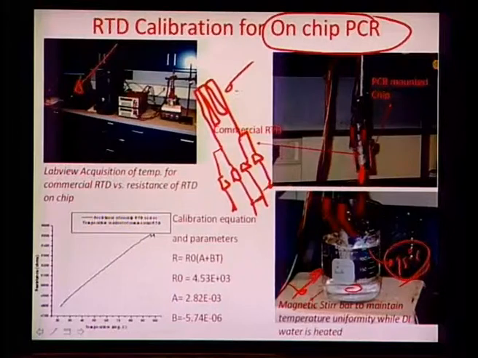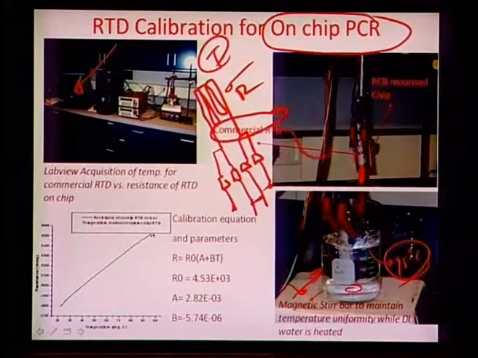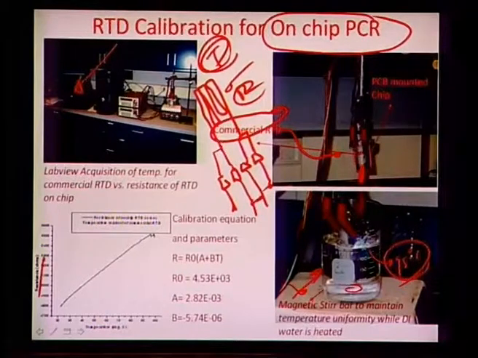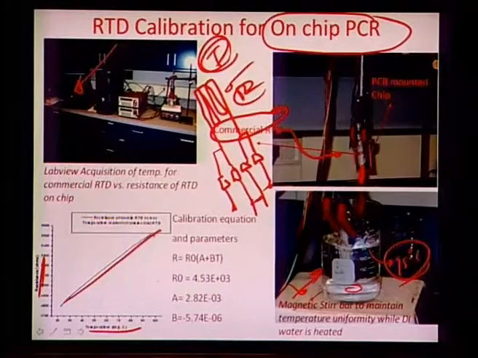So, you take the data of resistance from here and take the corresponding data of temperature from the commercially available RTD, the commercially available thermocouple, and then compare these and draw a curve between the resistance. This is the acquired data and the temperature in degrees Celsius. So, you can actually do a linear fit on this curve and then try to find out the parameters R0, A and B.